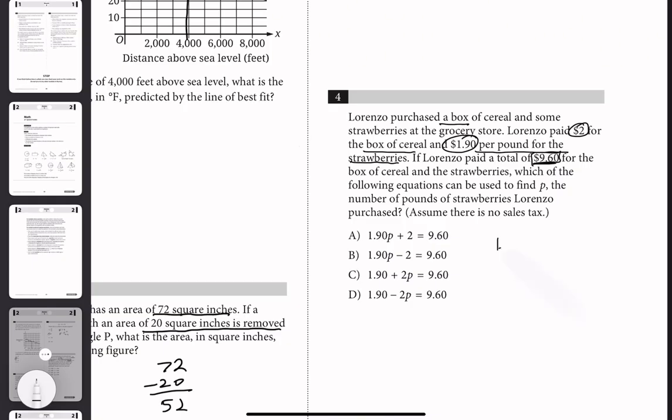So we know it's $1.90 per pound of strawberries. We can call the pounds X, plus the $2 for the single box of cereal, and he spent a total of $9.60. So this is going to be your equation right here. If that doesn't make sense, make sure the variable is next to the coefficient that has per pound, because that's the only thing that is manipulated by a variable. So that gives us an answer of A.